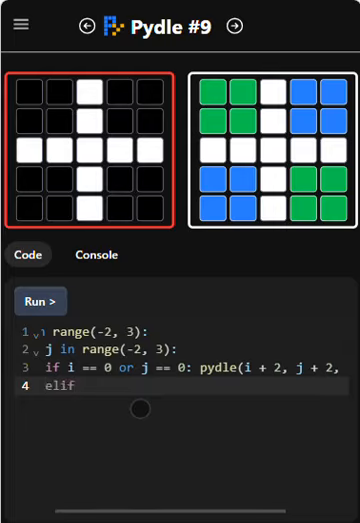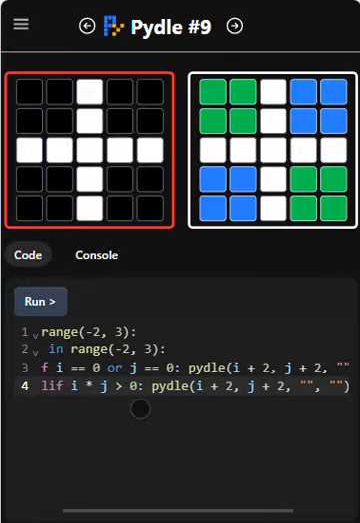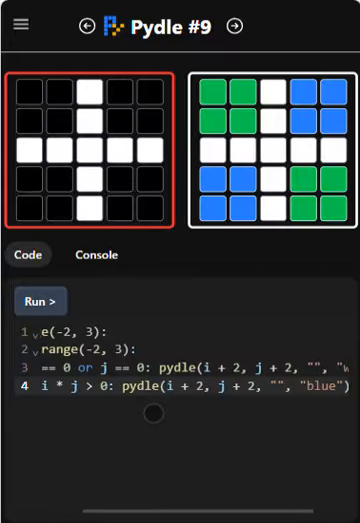So if you do else if i times j bigger than 0. Okay, let's do that. Again, need to convert coordinates, i plus 2 and then j plus 2. No character. And we're going to say blue. Okay, let's run that.